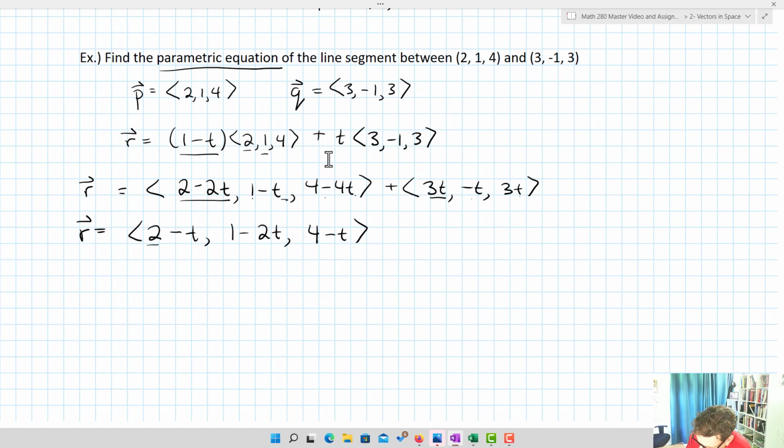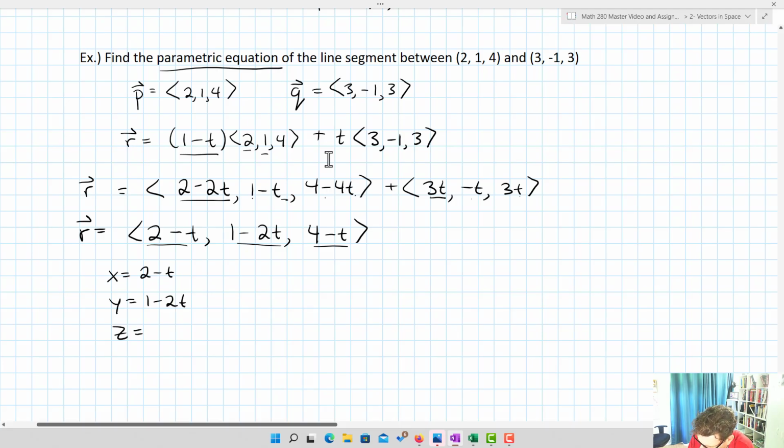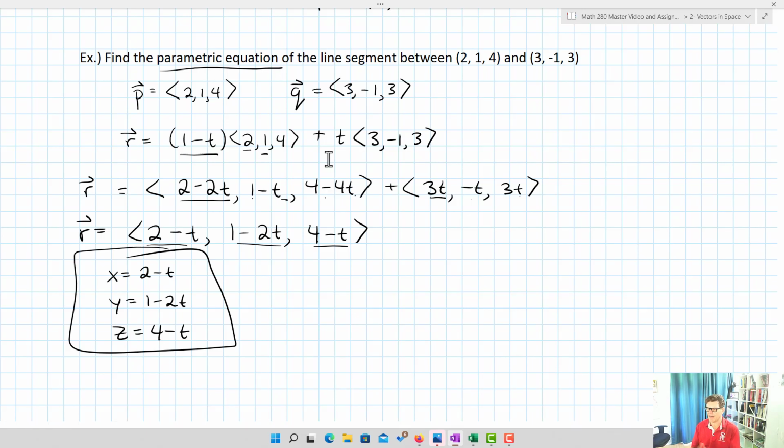And now what I have is the straight parametric equations. I have x, y, and z. So this is a different way to go about doing the calculations. I end up with x equals 2 minus t, y equals 1 minus 2t, and z equals 4 minus t. And there are my parametric equations. Pretty simple. It's just a matter of doing some algebra and getting the form correct.